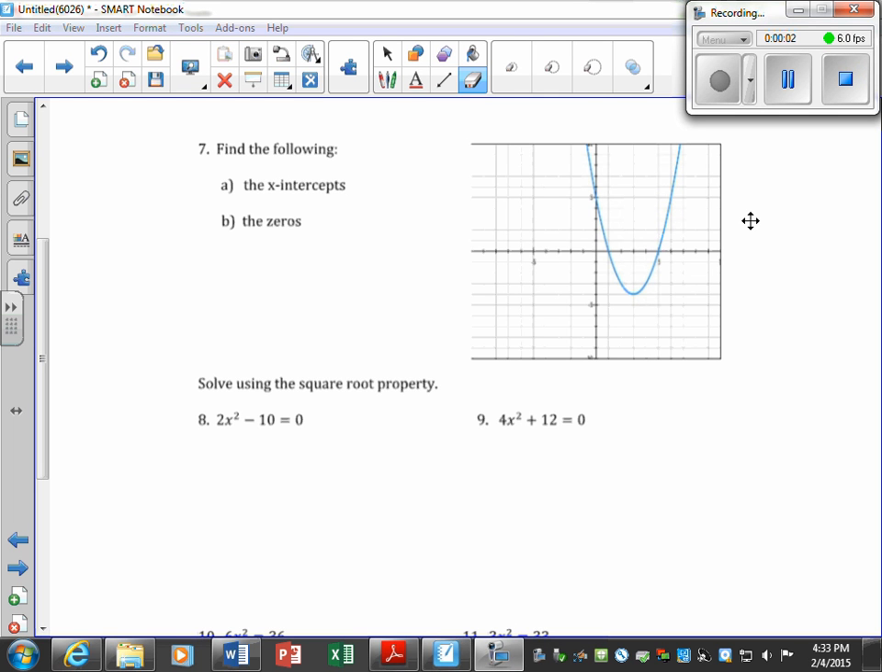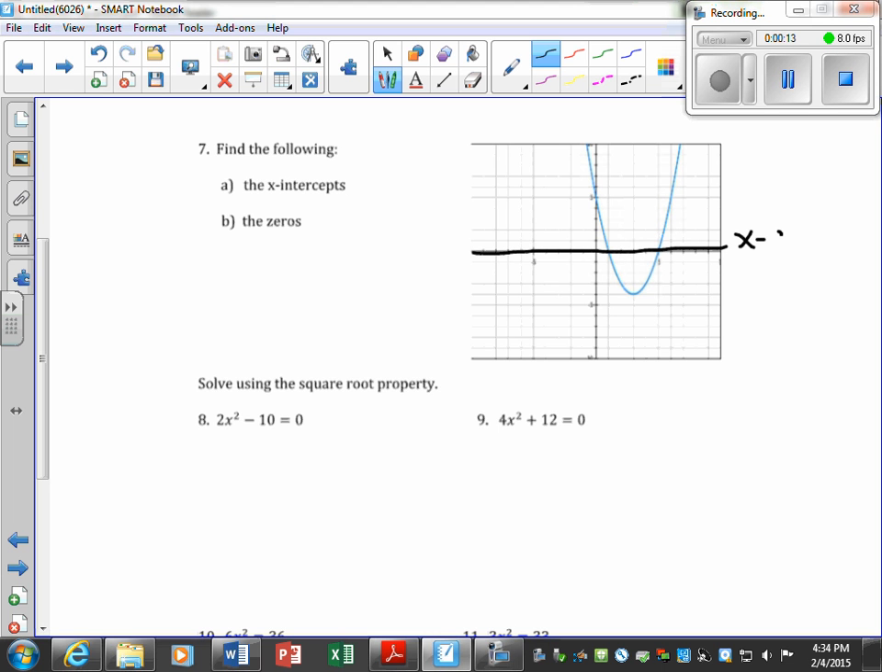Alright, so now we're going to look at the x-intercepts and the zeros of quadratics. So the x-intercepts is exactly that. Here is our x-axis. The x-intercepts are where our graph touches the x-axis. So that's going to be here and here. And that looks like it's going to be the ordered pair 1, 0, and it looks like the ordered pair 5, 0.